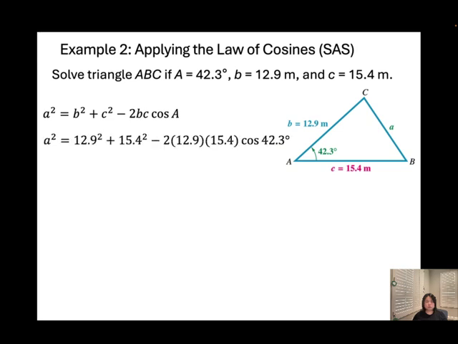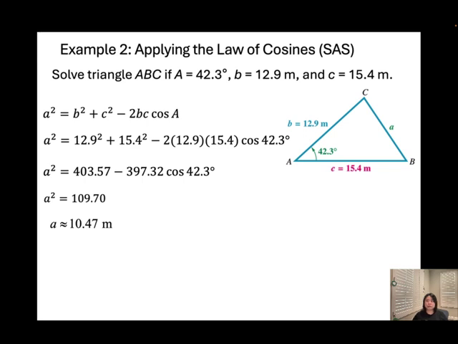Plug it in. Try to do it step by step. Take the square, add it up first, and then multiply it first. Make sure you don't subtract these two. This is a multiplication. You're going to take care of this and then subtract from 403.57. Take the square root. You're going to get A equal to 10.47 meters.